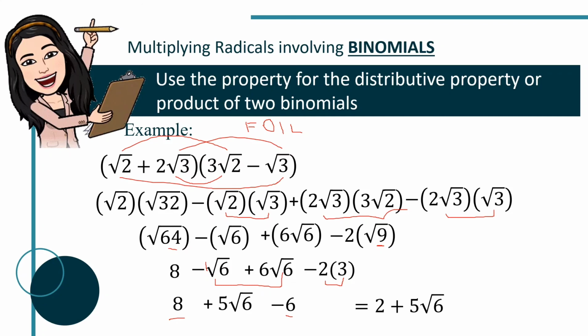Okay, hindi po. Why? Kasi sabi nga natin, we can only combine similar radicals. So ito ay number, pero ito ay may kapartner siyang square root of 6. Kung ito ay may square root of 6, pwede natin pagsamahin. Pero since wala, we cannot combine them. So the final answer is 2 plus 5 square root of 6. Okay? Did you understand? Okay, good.